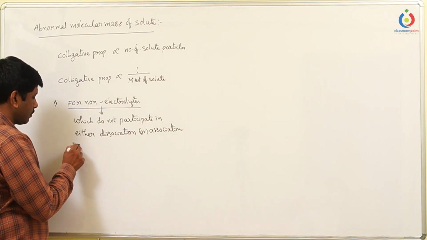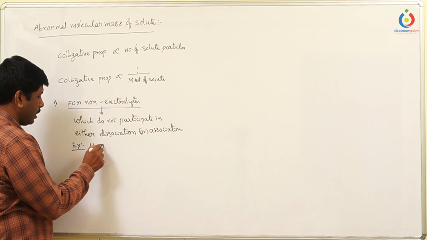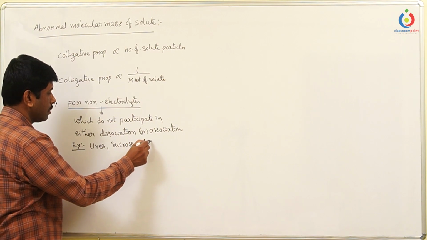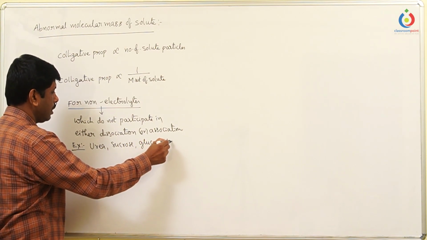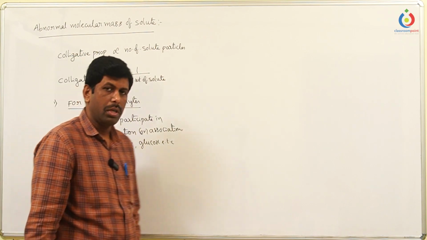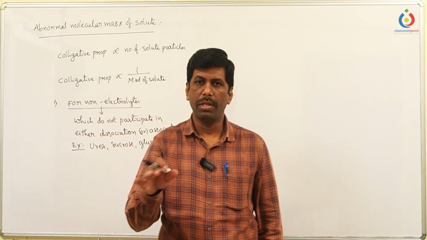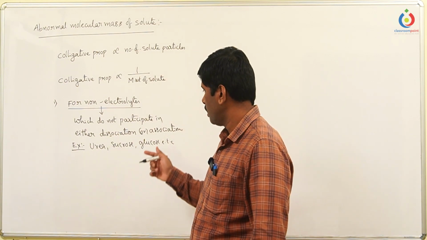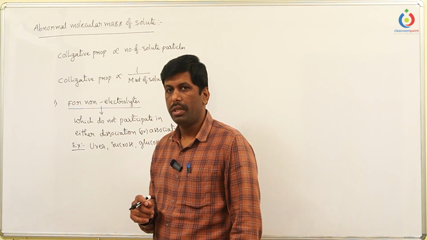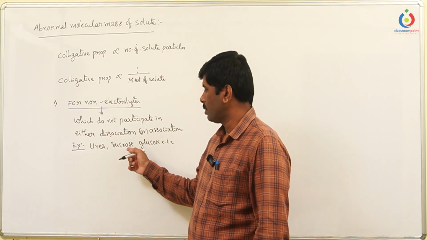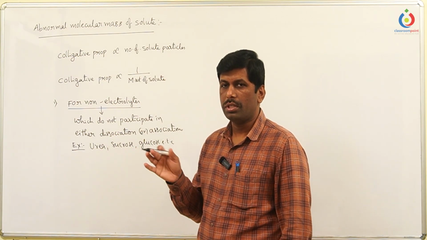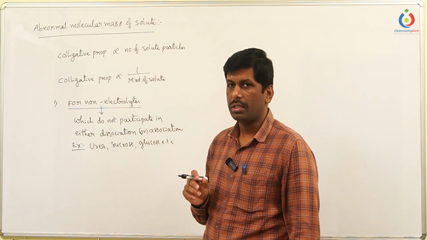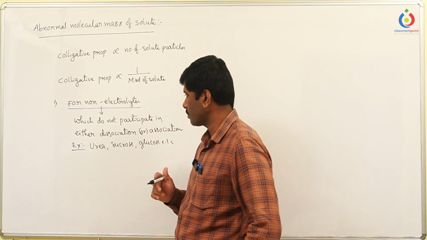Example, let us take urea, sucrose, glucose, etc. When you dissolve one molecule of urea in the water, it remains one molecule only. Similarly, sucrose also gives only one, whereas glucose also has only one. See, sucrose in acidic hydrolysis dissociates into glucose and fructose, but simply if you add it to the water, it remains as single only, without acid.